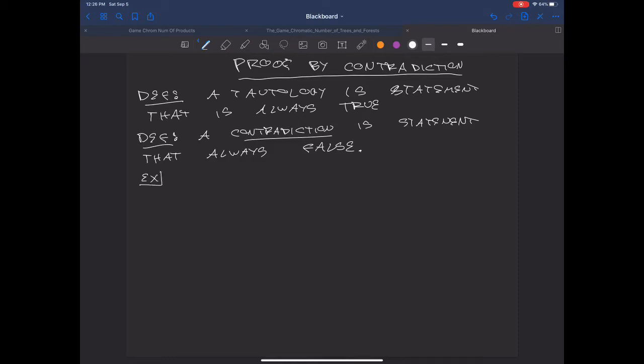The most classic contradiction is, okay, so if A is a statement, A and not A is a contradiction. All right, because you can't have a statement be both true and false at the same time. All right, so if A is true, not A is false. All right, and so you can't have both true and false at the same time.